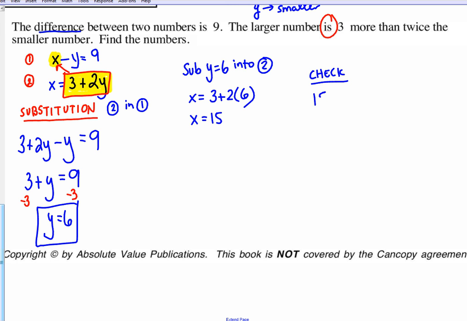So does 15 minus 6 equal 9? Yes. You could also check the second equation, and that's essentially using the first equation. Then x, which is 15, has to equal 3 plus 2 times 6. I know it seems like a pain right now, but on your test, you're really going to want to do those checks, because it tells you, hey, I got the question right. I should be getting full marks, no ifs or buts about it. Okay, let's turn the page.